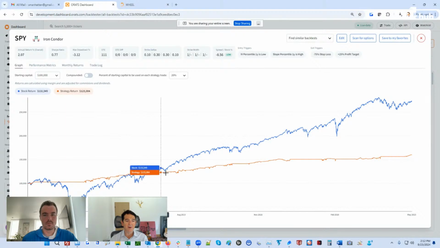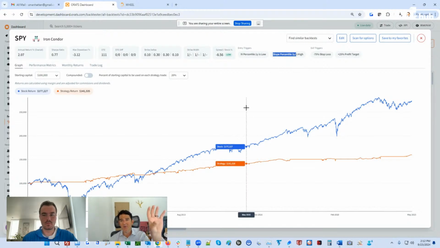So when I clicked on that, it pulled up the graph, and so this is how you see these flat lines. That's when you're not trading. So you're only trading again when the IV percentile is low, and right now it's high. Slope percentile, which is how high the puts are in implied volatility relative to the calls. So this only tests and only gets in when these two entry triggers hold.